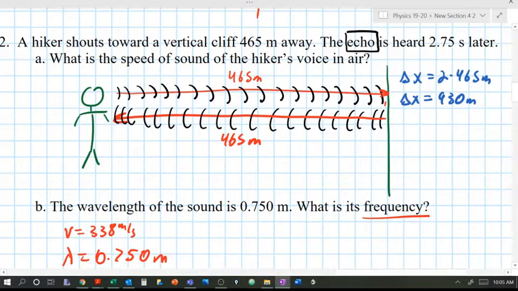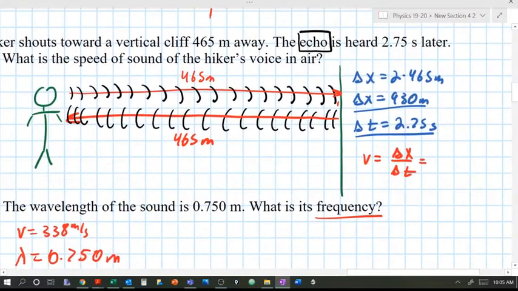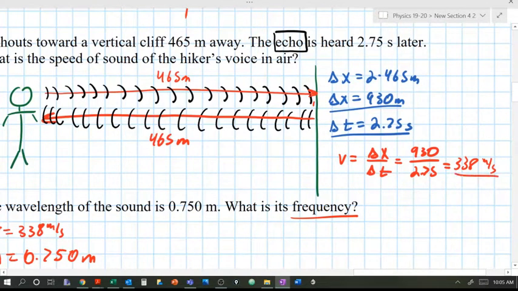So, the amount of time it took for the wave to do that is 2.75 seconds. So we know the total distance the wave traveled, and we know the time it took to travel that distance. We can calculate the velocity using distance over time. That's going to be 930 over 2.75, which gives us 338 meters per second. And you can also tell that it's kind of a chilly day. The speed of sound is kind of slow, so it's kind of a chilly day out there wherever he's hiking.